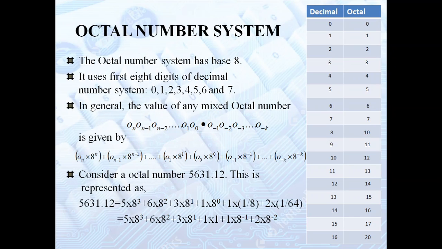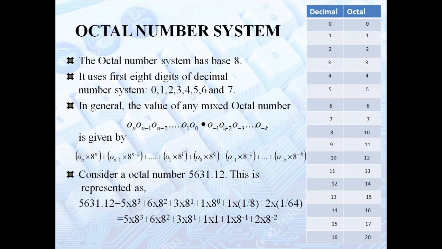Octal number system. It uses the first 8 digits of the decimal number system, 0 to 7, with base 8. In general, the value of any mixed octal number can be written as this equation. Here O0 is the first integer position and it is multiplied by 8 power 0. Since its base is 8, we are multiplying by the base. O1 is the second integer position and it is multiplied by 8 power 1 and so on. After the octal point, O minus 1 is the first fractional position and it is multiplied by 8 power minus 1.